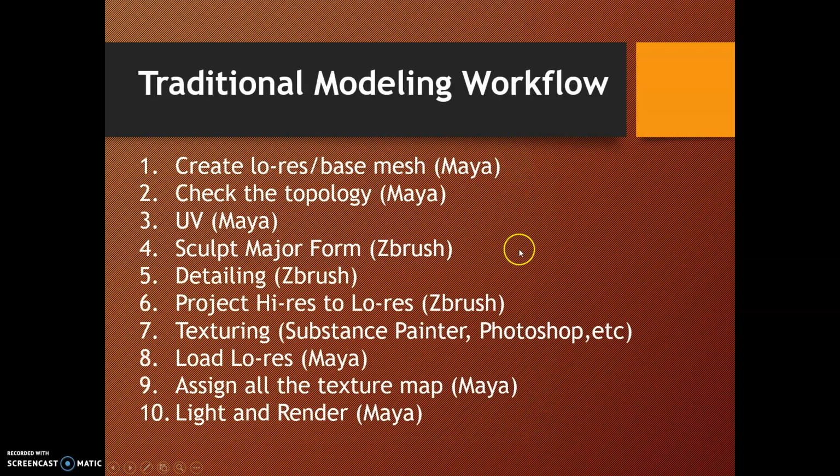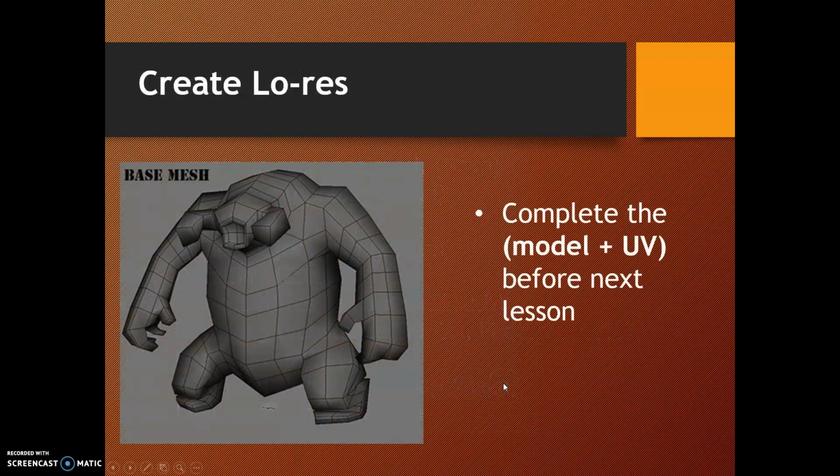This is basically your CA1. Again, I expect everybody to complete the model and the UV before the next lesson, because we don't want to spend 3 weeks doing this in Maya. This is something you can do in less than half a day. Base mesh, everything is just basic. Everything is UV'd properly, everything is nice. Then you can send it to ZBrush, because this module is all about ZBrush.